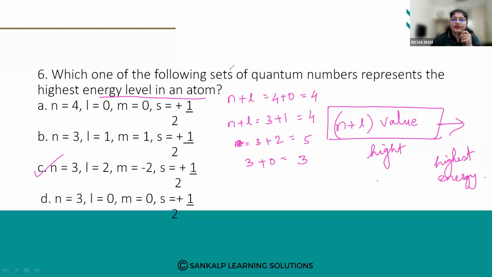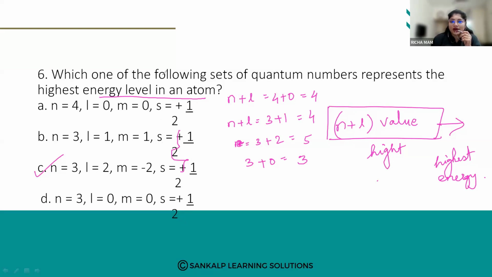of a set of quantum numbers, you have to use this n plus L value. Just the numbers have shifted, so this is plus half, plus half, plus half. The S value, that is the spin quantum number value, is plus half. So only the numbers have shifted.